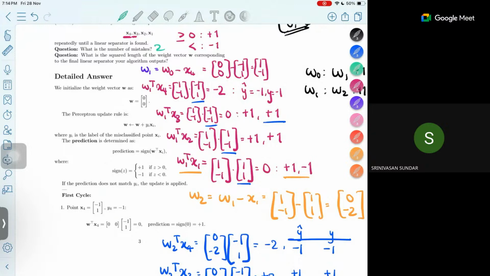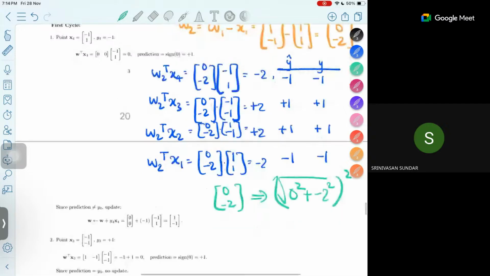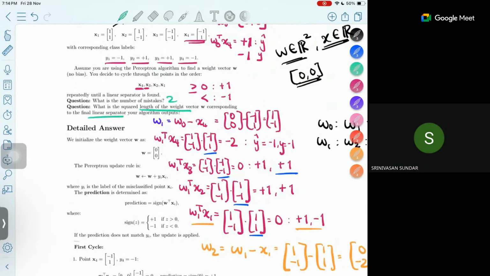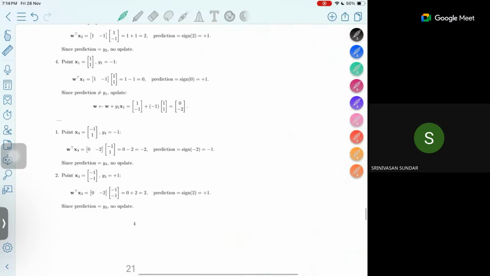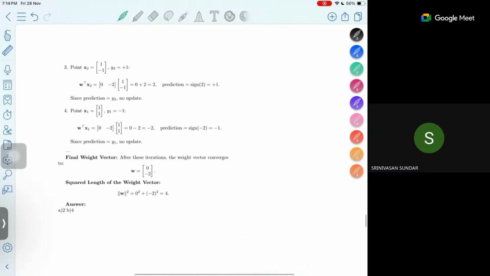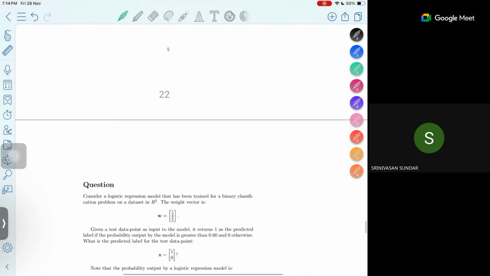Second one is, what is the squared length of the weight vector corresponding to the final linear separator? So this W2 is our final separator, right? So it is 0, minus 2. So naturally the length of this is nothing but 2. But they're asking for squared length. So this is actually 4. Right, so the question asks what is the squared length? So it is 4. Okay, so let's check. Yeah, it is 4, and this is 2. Okay, so we're done with this question as well.